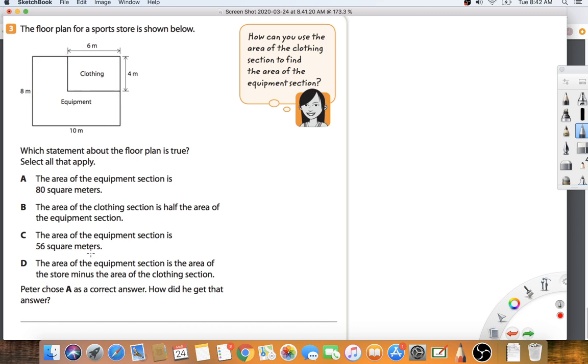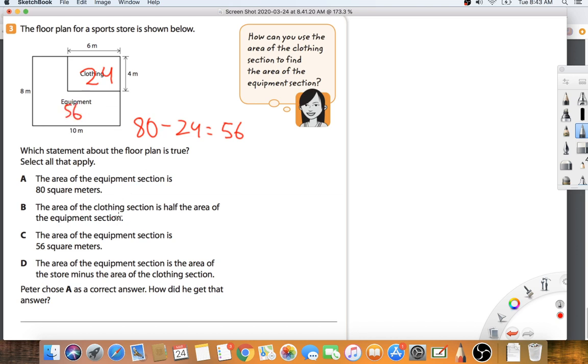Part B. The area of the clothing section is half the area of the equipment section. So the area of the clothing section, 6 times 4 is 24. Now to find the equipment section, all you have to do is 8 times 10, which gives you 80, and then take away the clothing section. When you do that, you get 56. That means the area of the equipment section would be 56.